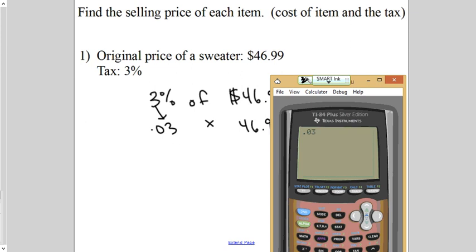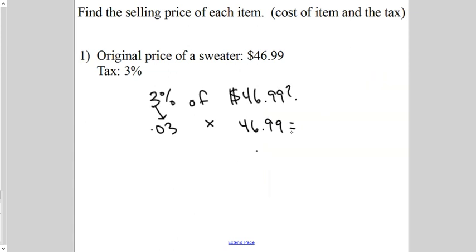0.03 times 46.99. And you see very quickly that we've got 1.4097. This is money, and the problem is we only need the 2 decimal places. That rounds up to $1.41. So this is your tax. Add $1.41 to the 46.99.